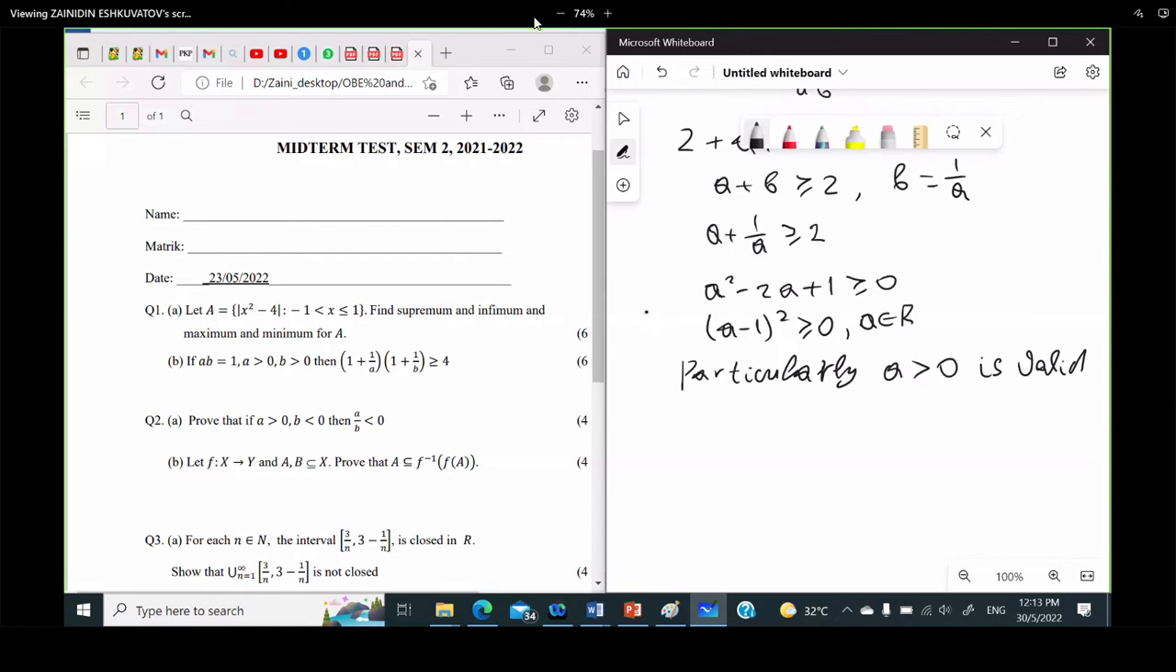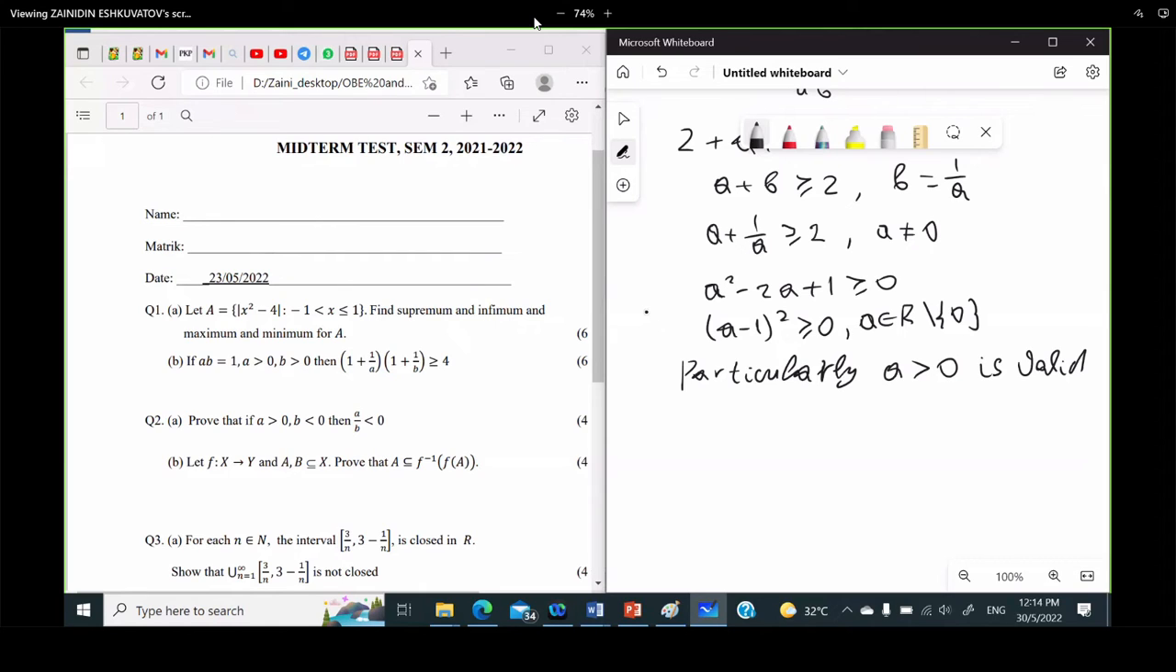Actually, here I should put this condition. When I give a common denominator, I should put this condition. So actually, this one is valid for any A except 0. Particularly, A greater than 0 is valid. So it means this A plus 1 over A for positive A is always greater than 2.